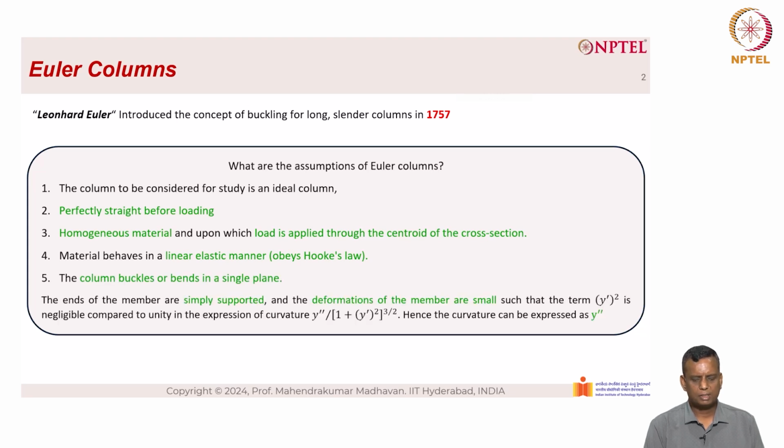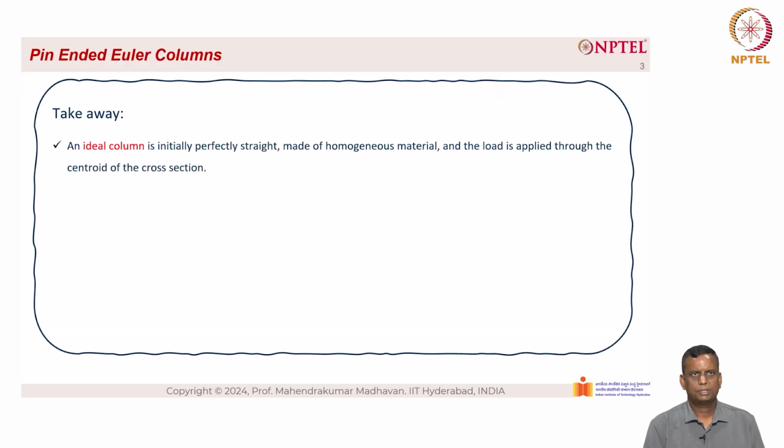The ends of the member are simply supported, and the deformations of the member are small, such that the term y dash square is negligible compared to unity in the expression of curvature, y double dash divided by (1 plus y dash the whole square) the whole power 3 by 2. Hence, the curvature can be expressed as y double dash. The takeaway is that an ideal column is initially perfectly straight, made of homogeneous material, and the load is applied through the centroid of the cross section.